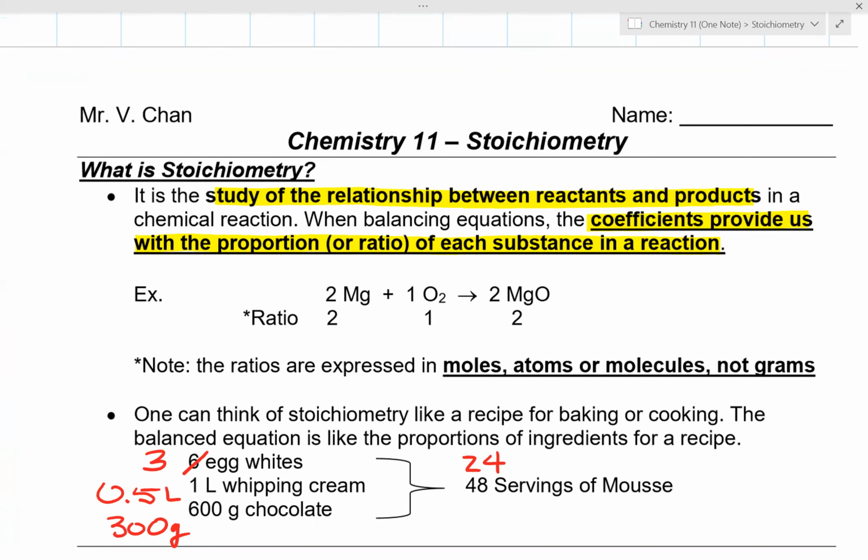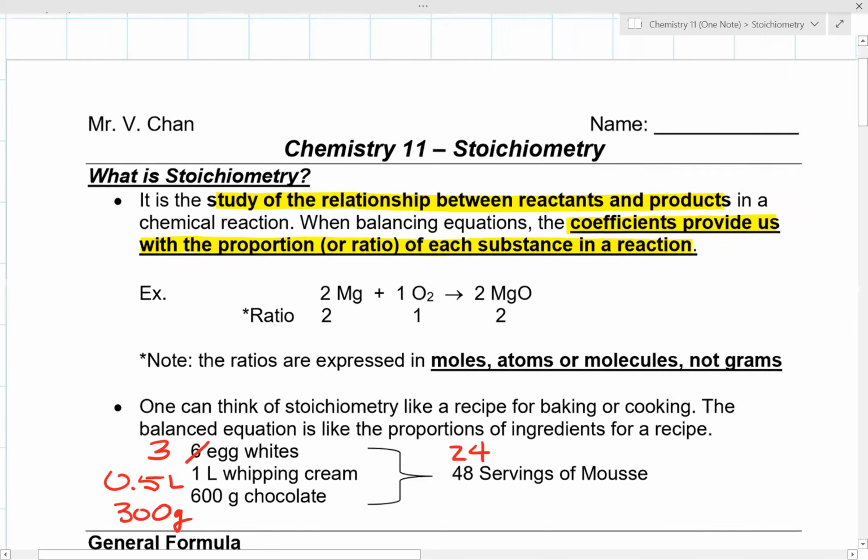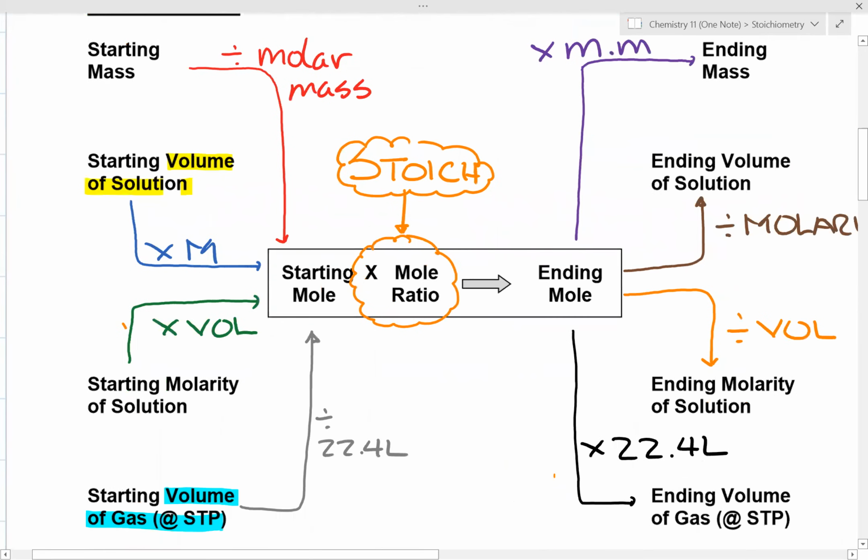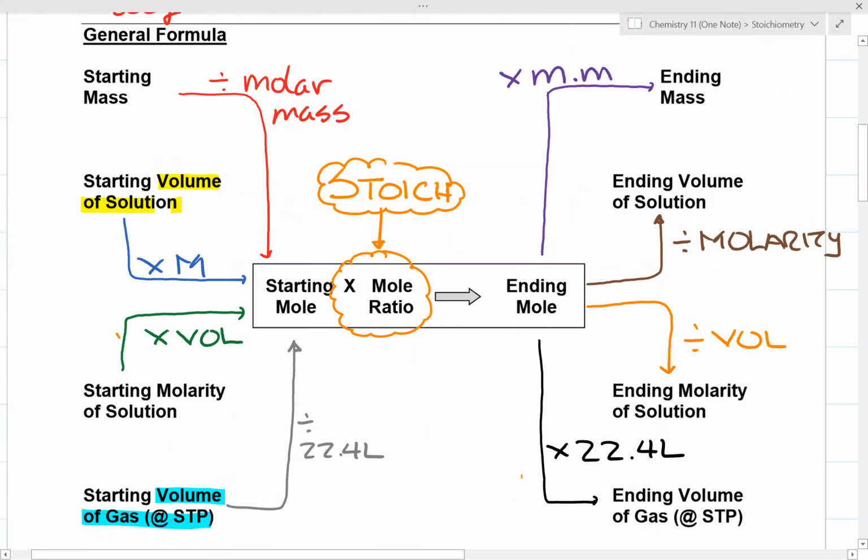But instead of using grams and liters of whipping cream and chocolate, we're using things like moles or atoms of different chemicals like magnesium and oxygen. Okay, so just keep this in the back of your mind as we continue on with this. Now, in your notes, you will see this particular chart, and I'm just going to pause it here to let you copy this down. So you can pause my video and just jot this down.